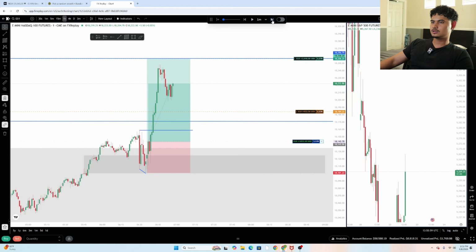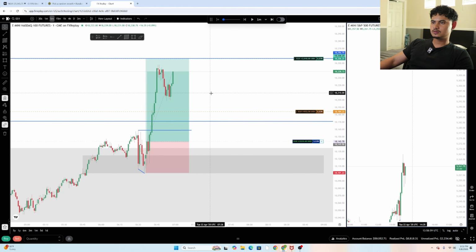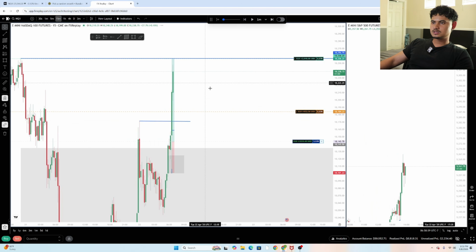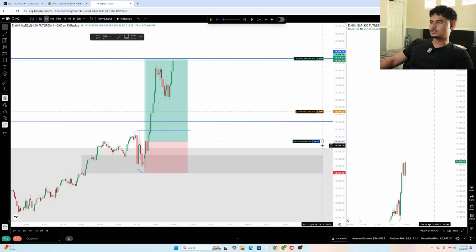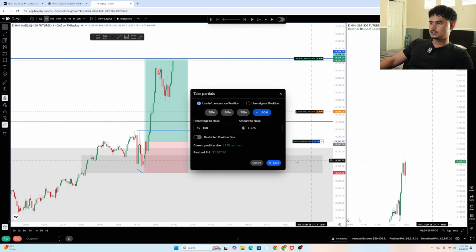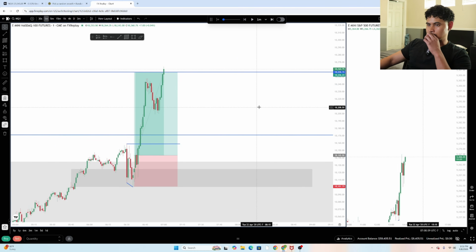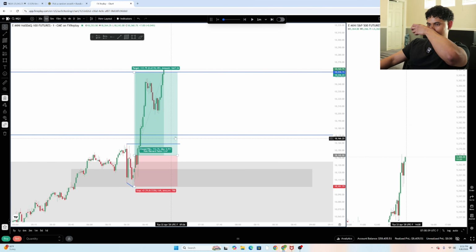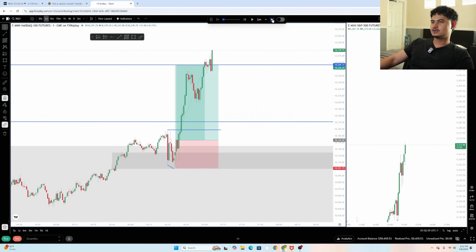Don't rage bait me. Okay, I'm gonna see. Okay, I'm closing. I do not want to get edged. Closing right there. Just edging too much. Okay, cool. TP hit. Nice banger trade right there. 1 to 2.67 RR trade. Nice banger.